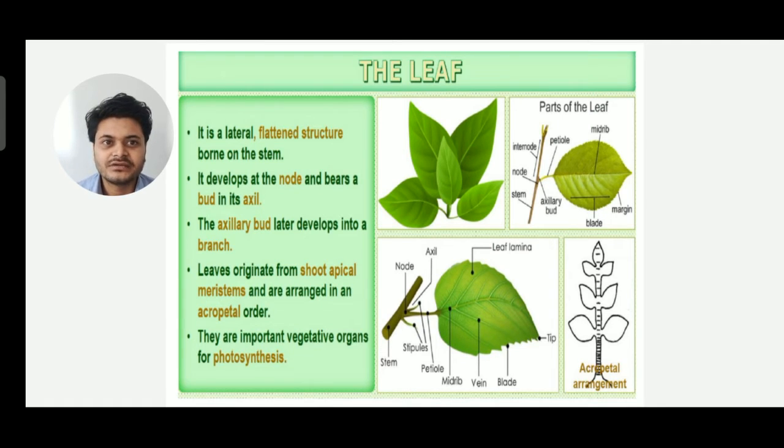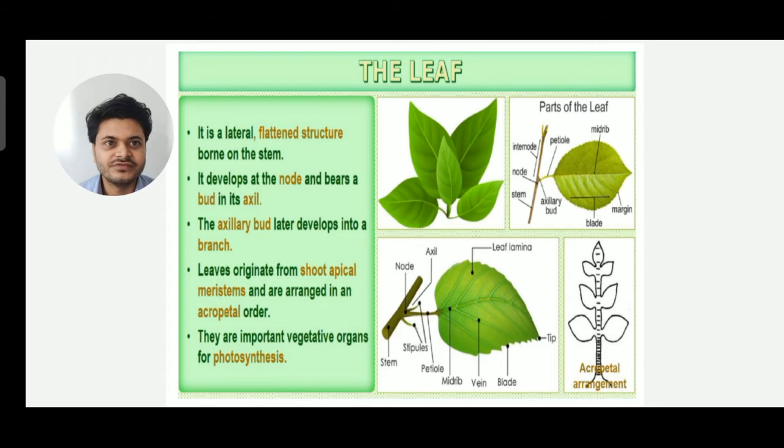It is a lateral flattened structure born on the stem, and it develops at the node and bears a bud in its axil. The axillary bud later develops into a branch. Leaves originate from shoot apical meristem and are arranged in an acropetal order. They are important vegetative organs for photosynthesis. We know that leaves are green in color, they help in photosynthesis. You can see the structure of leaf and the acropetal arrangement here.